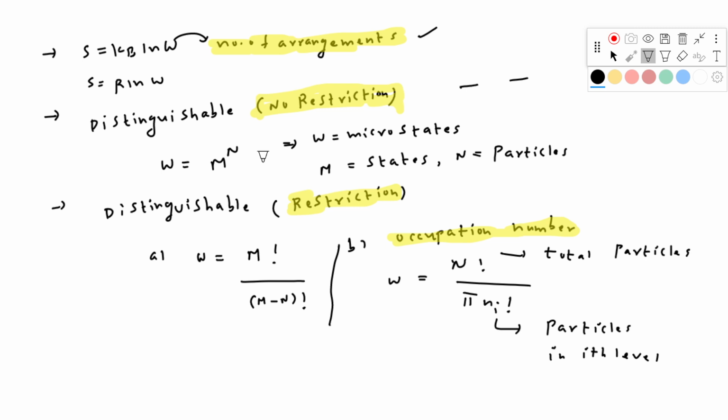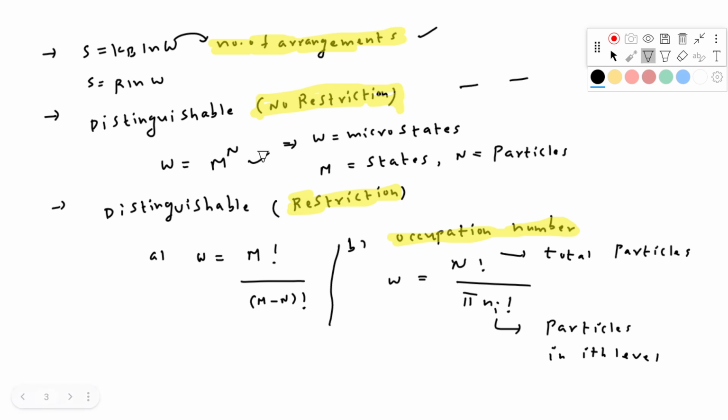Here the formula is W = M^N. This is the only formula you have to apply when you have the condition of distinguishable and no restriction. When you have the condition of distinguishable with a restriction, that means the examiner will specifically say so, then you have to use these A, B, C formulas. We have three formulas here whenever you have this condition.